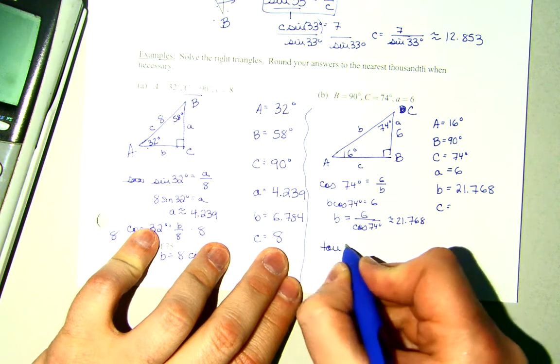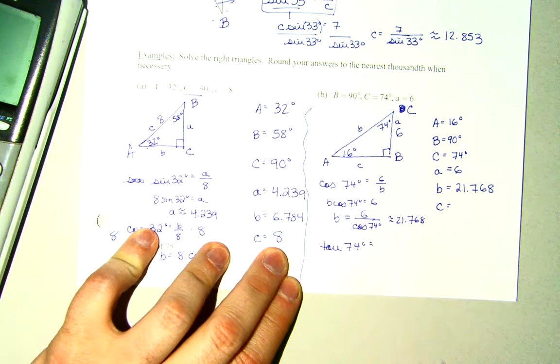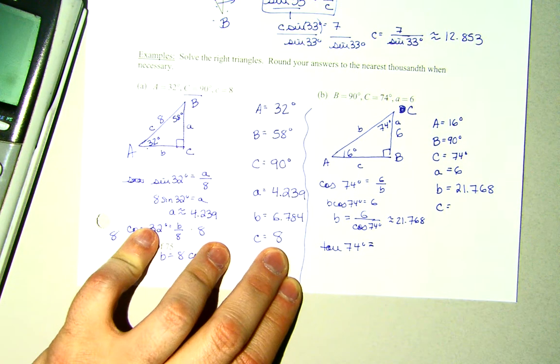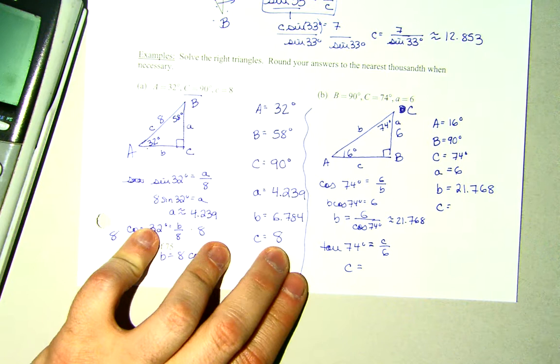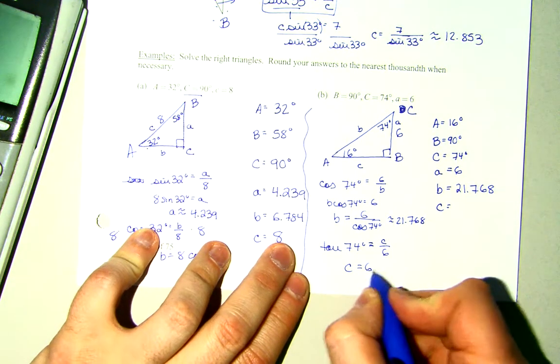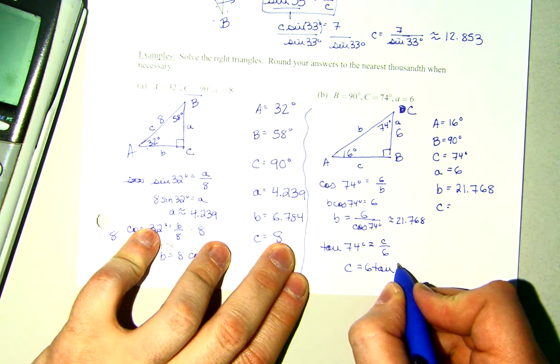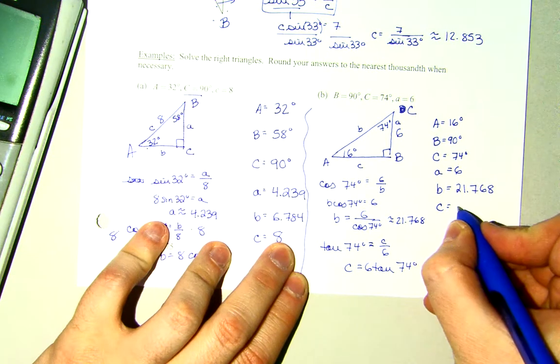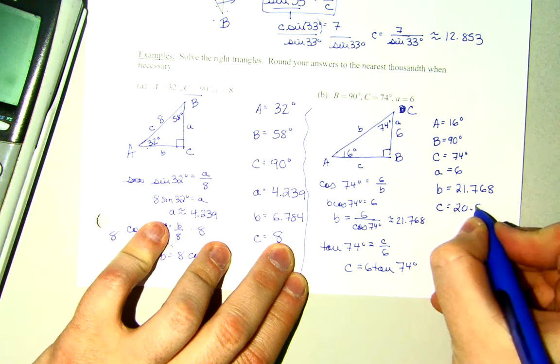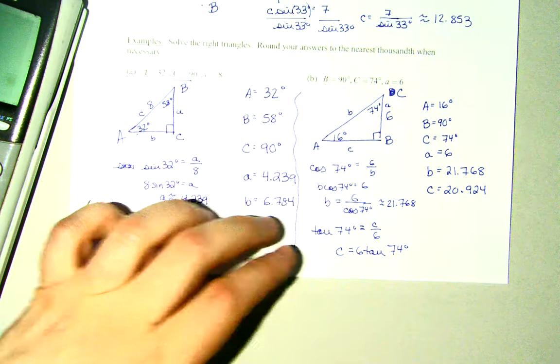That sounds good. Tangent of 74 degrees equals what's on the other side? Good. Which is really just one step to solve. What's basically the formula for c? C equals? 6 times tangent of 74 degrees. That's it. And what is it? 20.9. 20.92, 4 for 3 places.